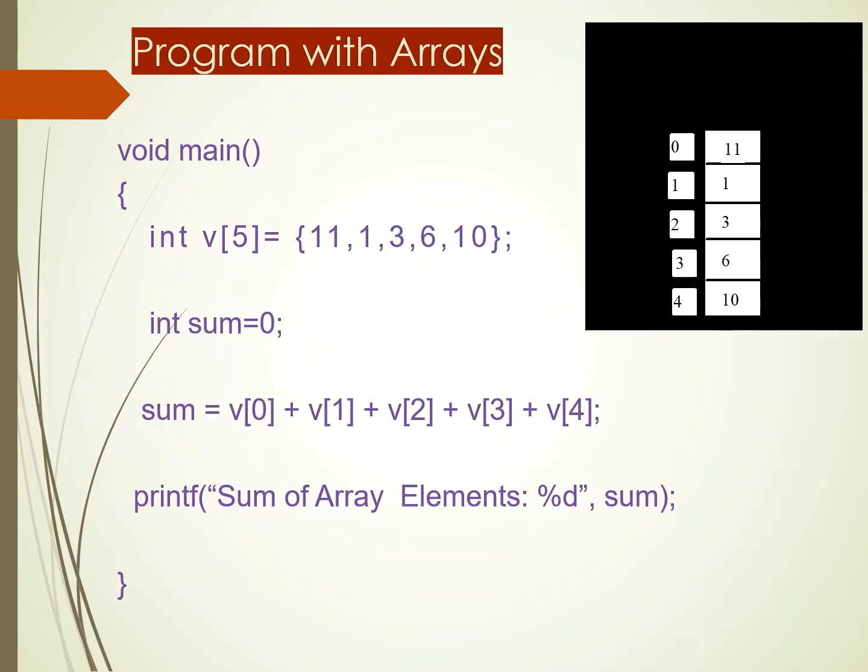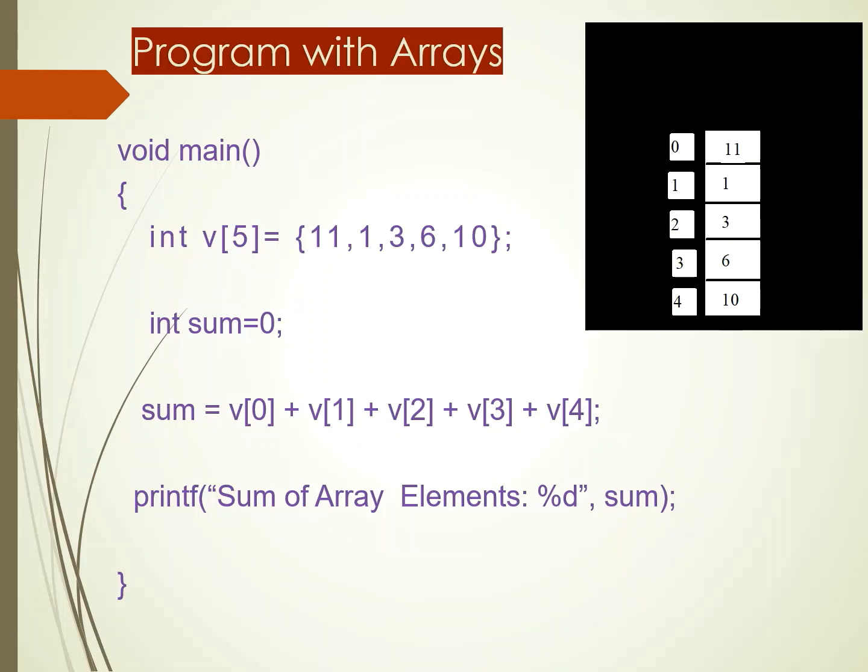Going to an example based on arrays, assume that we have 5 numbers and let us use an array to store these numbers, and also we have to find the sum of the array elements. So starting the program, void main, int v[5] = {11, 1, 3, 6, 10}. In this statement, we are declaring an array by the name v with the size 5, and the 5 given data items are stored into the array. Next statement, int sum = 0.